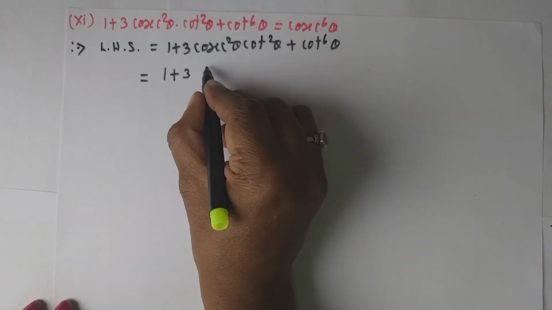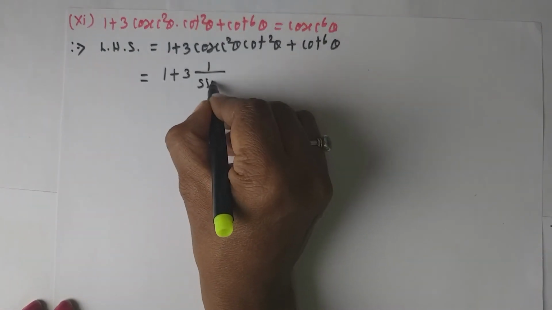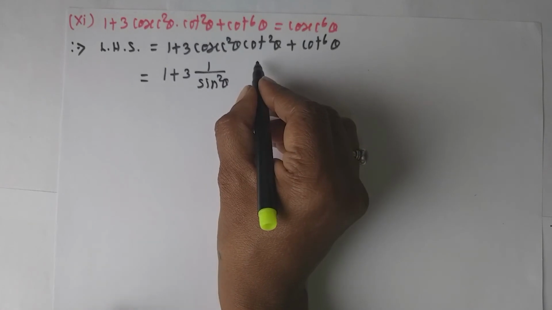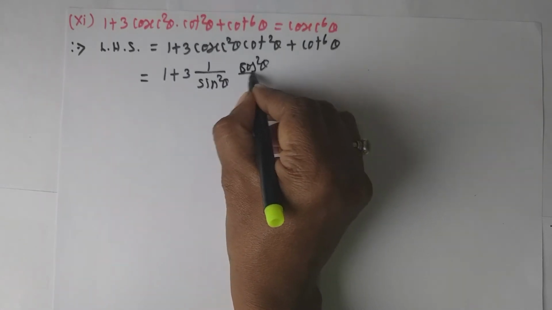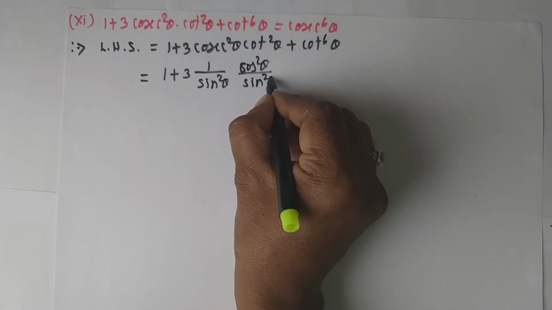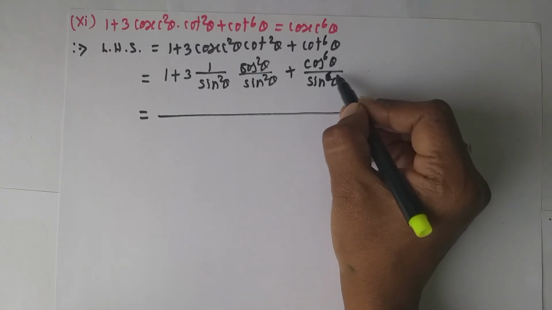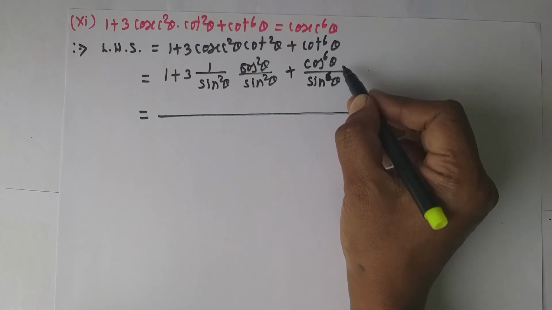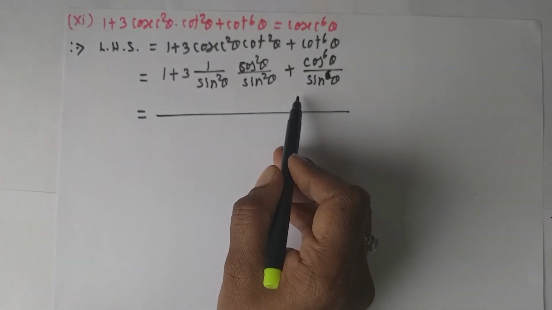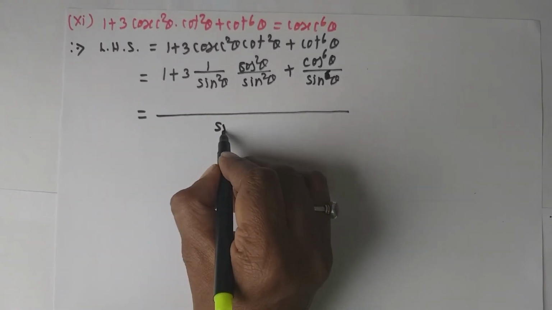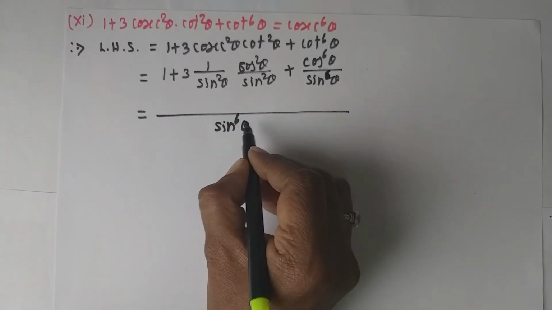Now 1 upon cosec square theta means 1 upon sine square theta. Cot is cos divided by sine, therefore it will be cos square theta divided by sine square theta. Cos raised to 6 theta divided by sine raised to 6 theta. Now you take the LCM here. What is the highest power of sine theta here? Sine raised to 6. You take that, sine raised to 6 theta.